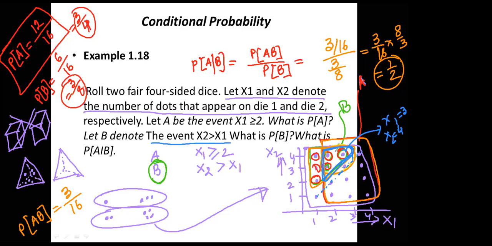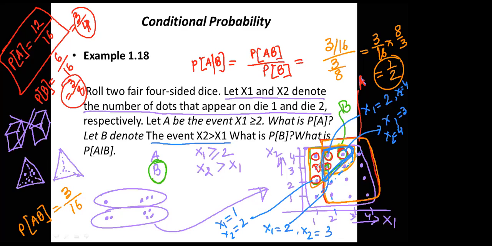What about this one? x1 equal to what? 2. x2 equal to 4. So this is also included. What about this one? x1 equal to 2, x2 equal to 3. So this is also included. What about this one? x1 equal to 1, x2 equal to 2. So this is also included because x2 is more than x1.